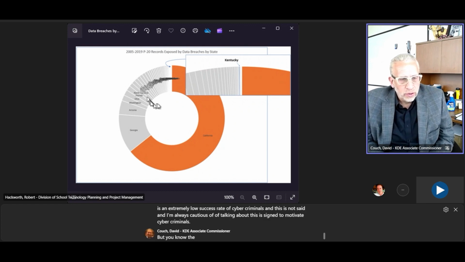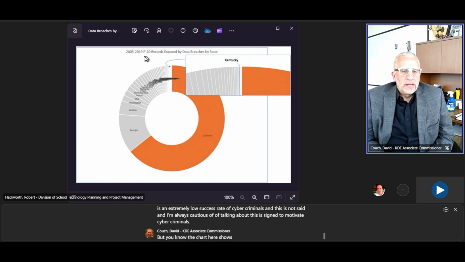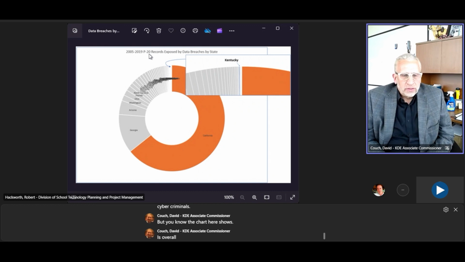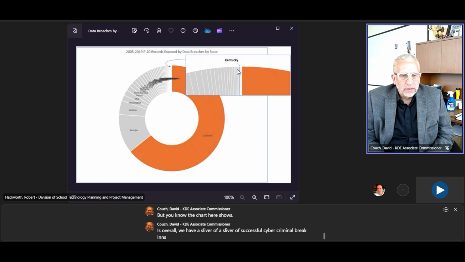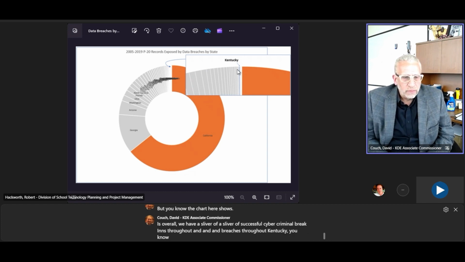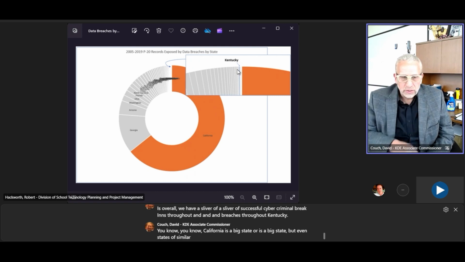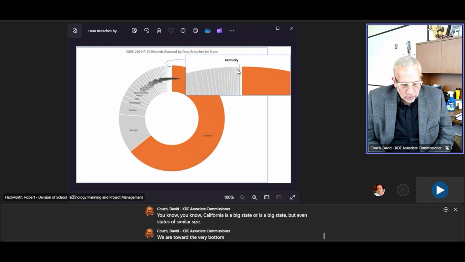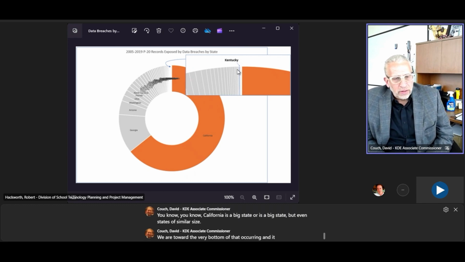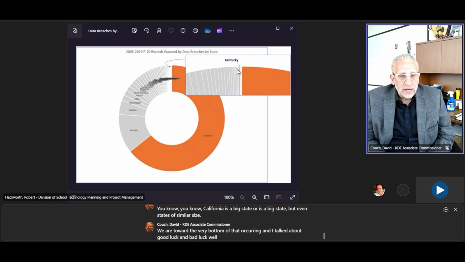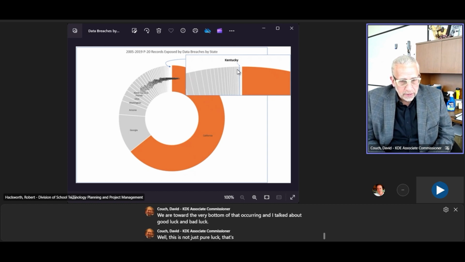But the chart here shows is overall, we have a sliver of successful cyber criminal break-ins and breaches throughout Kentucky. California's a big state, Georgia's a big state, but even states of similar size, we are toward the very bottom of that occurring. And I talked about good luck and bad luck. Well, this is not just pure luck that's occurring.